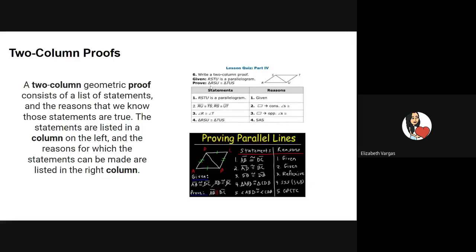So we're trying to prove that triangle RSU is congruent to TUS, and so you want to end with that: RSU is congruent to TUS. But what you're doing in these proofs is putting reasonings for how you can justify that, given that RSTU in this case is a parallelogram, we can prove that RSU is congruent to TUS. Two-column proofs are split up into two columns, hence the name, where one side has the statements and the other side has the reasonings. And so that is a two-column proof.